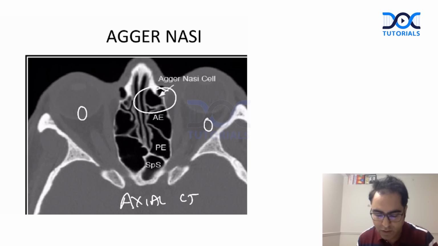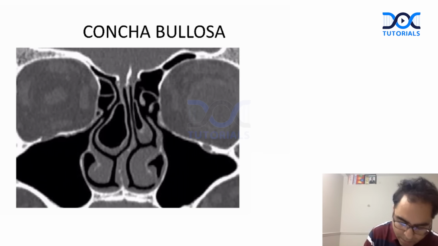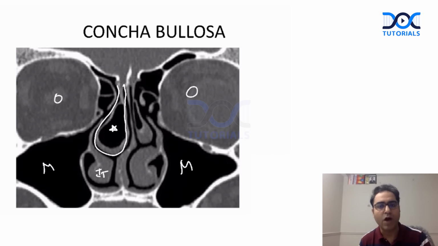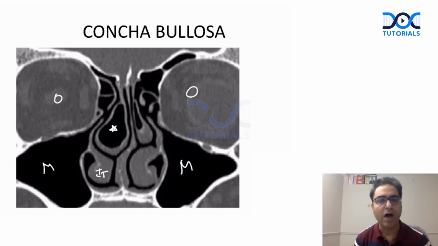Now, please see here concha bullosa. Again, orbit, maxillary sinus, IT, inferior turbinate, and of course, this is the middle turbinate, and in that, this cell, which I put a star over there, this is concha bullosa. A cell within the middle turbinate is called concha bullosa. Let me remove the marking for you. Now you see the star over there. Can you see a hollow cell in the middle turbinate? That is the concha bullosa. Okay? CT scan, sinuses, X-rays are very important for your exam.